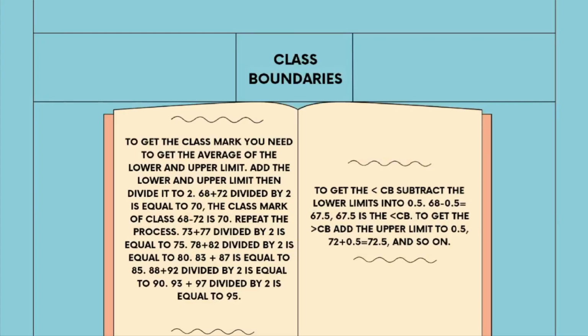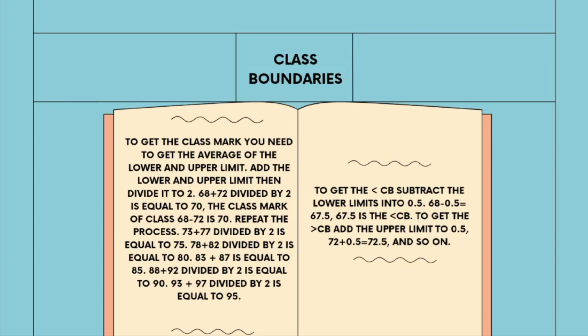Class marks. To get the class mark, you need to get the average of the lower and upper limit. Add the lower and upper limit, then divide by 2. 68 plus 72 divided by 2 is equal to 70. The class mark of class 68 to 72 is 70. Repeat the process. 73 plus 77 divided by 2 is equal to 75. 78 plus 82 divided by 2 is equal to 80. 83 plus 87 divided by 2 is equal to 85. 88 plus 92 divided by 2 is equal to 90. 93 plus 97 divided by 2 is equal to 95.